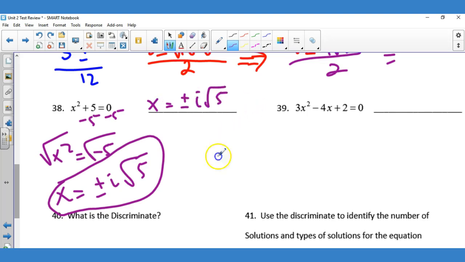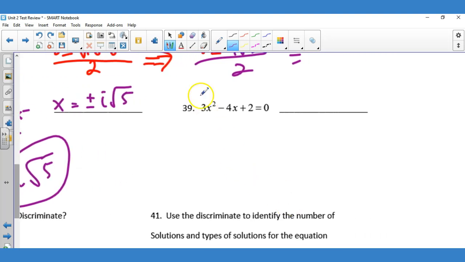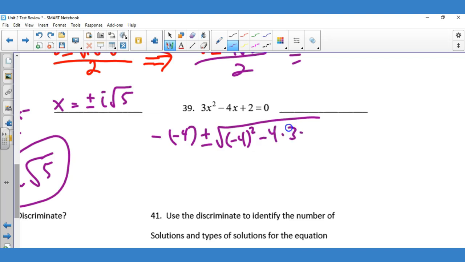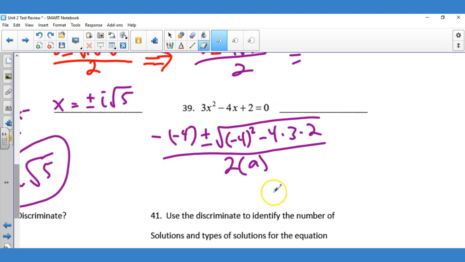Alright. Now, one more. 39. A is 3, B is -4. So I'm going to go -4, -4, plus or minus the square root of -4 squared minus 4 times A times C, all over 2A. Oh, not 2A, but all over... Let's change A to actually A3. Alright, there we go.